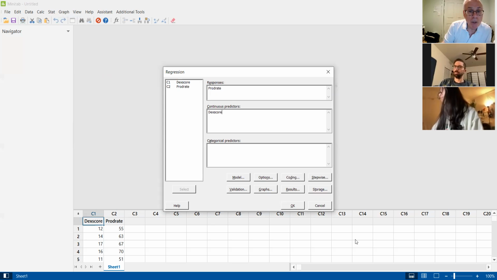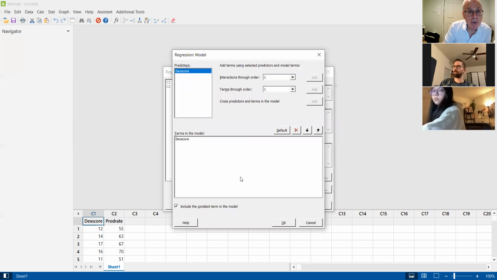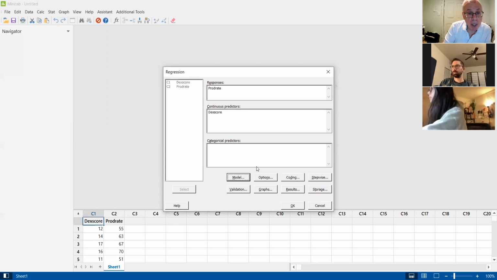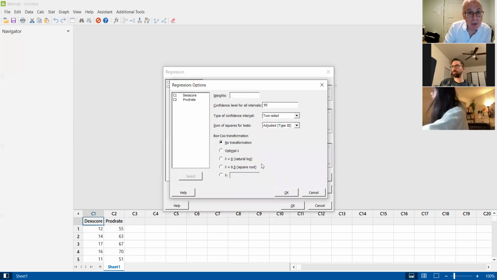So suppose we want to do a model. Let's click Model here and see what it's asking us to do. This we would only use if we had more than one predictor, so we're going to skip that. Options is good. We could weight our observations, but that's too advanced.